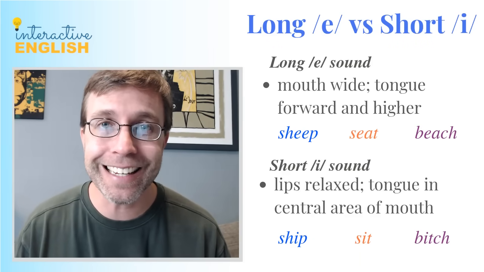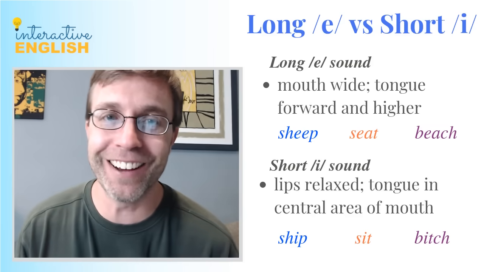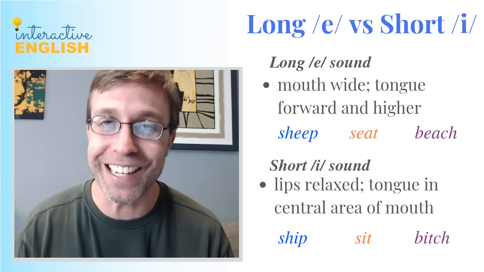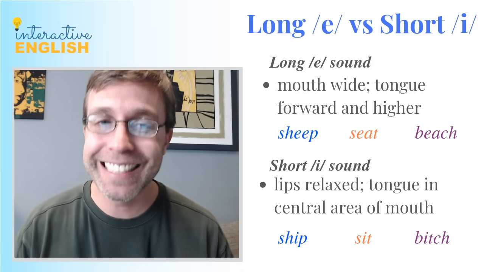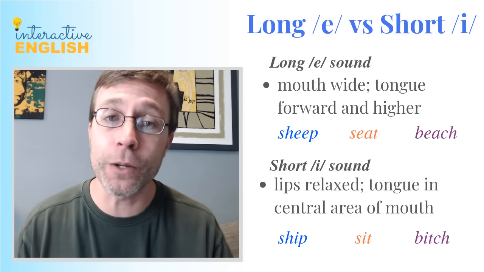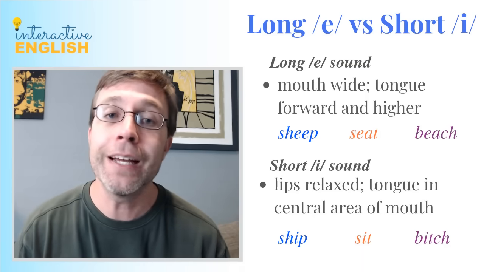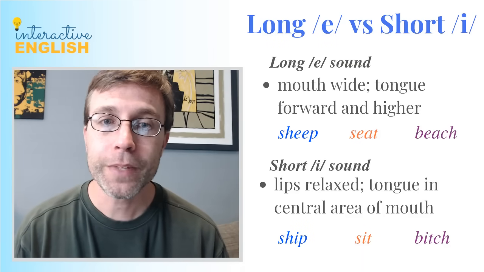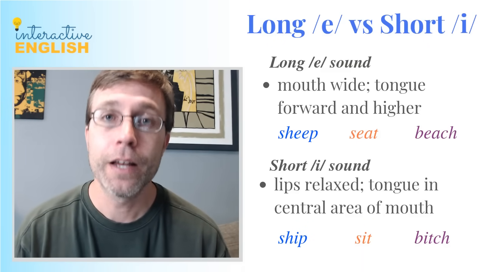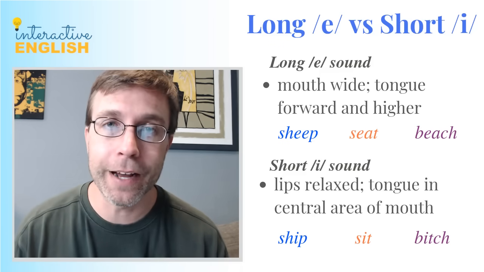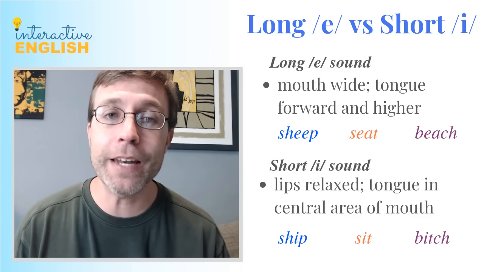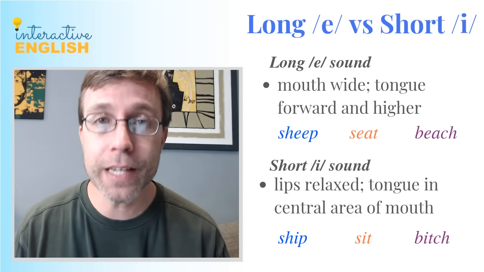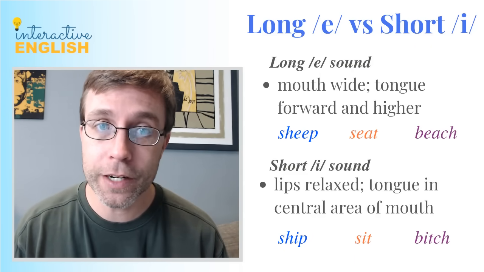E, cheese. All right, I see myself now. It looks a little strange. I'm smiling perhaps a little too much, but just to show you guys. E, cheese. All right, so let's say these words together. Ready? Sheep, seat, beach. All right, I'm kind of probably widening my mouth a little too much. Let's say them again. Sheep, seat, beach.